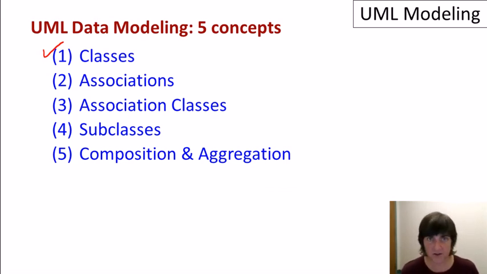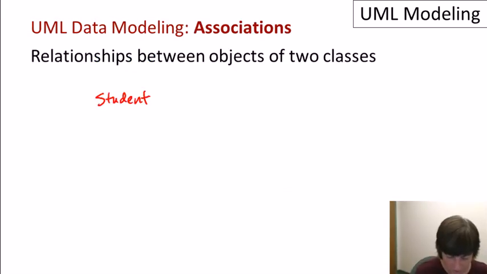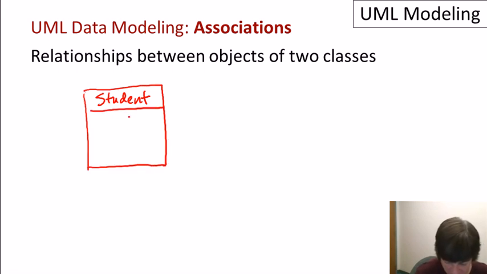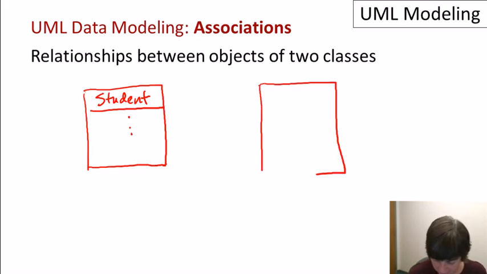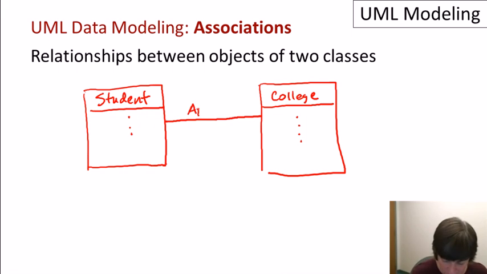Next, let's talk about associations. Associations capture relationships between objects of 2 different classes. So let's suppose again that we have our student class, and I won't write the attributes now, I'll just write it like that, and we have our college class in our UML design. If we want to have a relationship that students apply to colleges, we write that just as a line between the students and the college classes, and then we give it a name. So we'll call it applied.